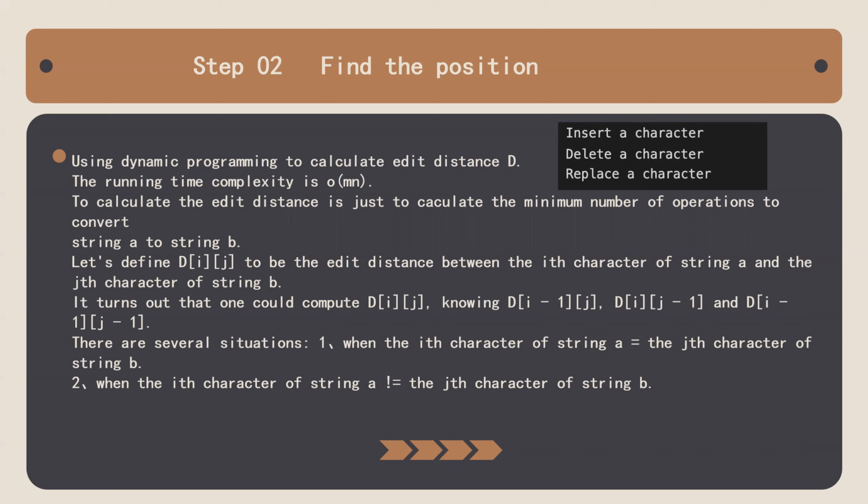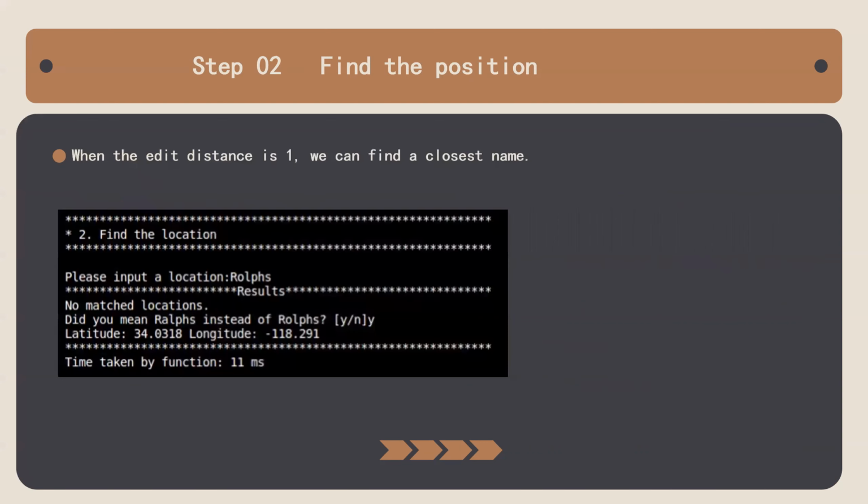When the ith character of string A doesn't equal the jth character of string B, there are three situations below, and we need to add 1. And when the edit distance is 1, we can find the closest name, and this is the screenshot of this function.